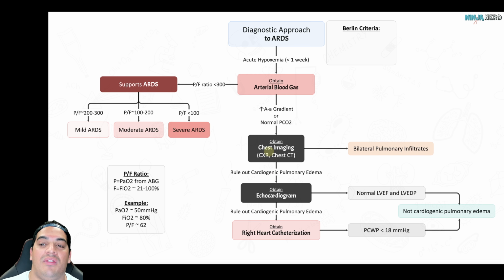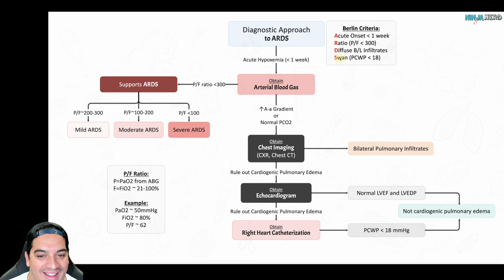So what are the 4 things that you need to diagnose ARDS? You need an acute onset less than 1 week. You need a PF ratio that is less than 300. You need diffuse bilateral infiltrates on chest x-ray or CT scan. And this last one, just to make it work, is you need a Swan-Ganz catheter that shows the pulmonary capillary wedge pressure less than 18. All this is telling you is it cannot be cardiogenic in origin. You don't have to do a Swan, you can do an echo. But again, those are the ways that we diagnose a patient who has ARDS, one of the worst types of respiratory failure.